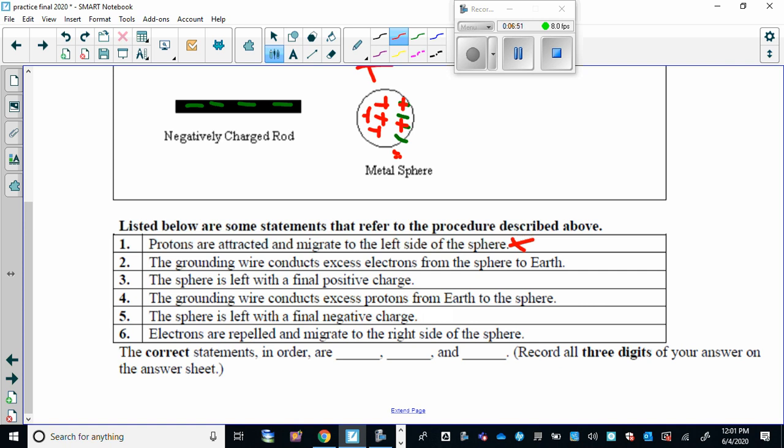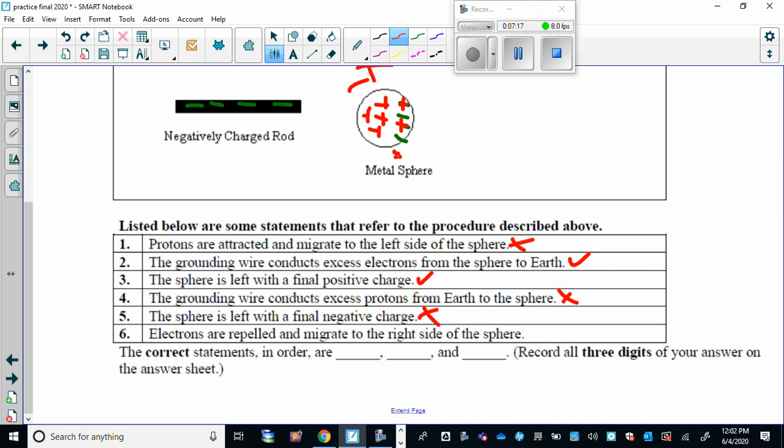The grounding wire conducts excess electrons from the sphere to the earth. True. The sphere is left with a final positive charge. True. The grounding wire conducts excessive protons. I'm not even going to read the rest of it. The charge, well, that's obviously false. If number 3 is true, then number 5 must be false.